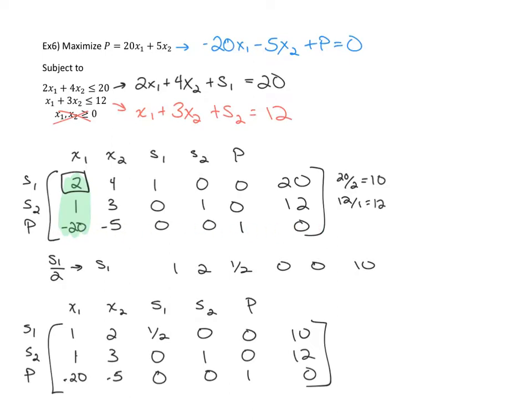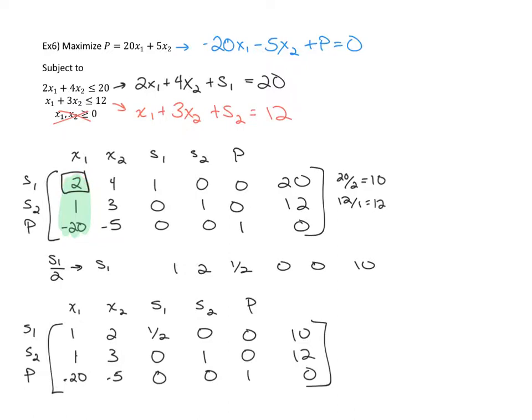That being said, negative 20 is the most negative number here. And when you divide the last element in each row by the element in this column, you get 20 divided by 2 is 10, and 12 divided by 1 is 12. So we pick the smaller one, 10.